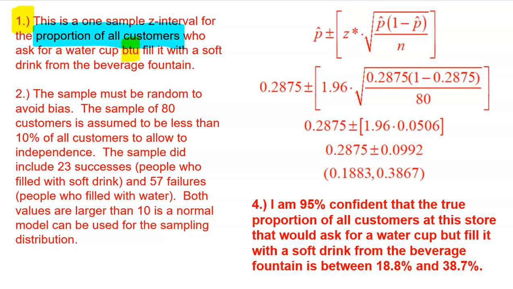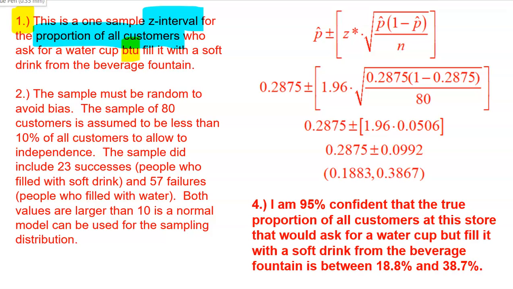Now this is a Z interval. The reason why it's a Z interval is because we are going to base this entire decision on a sampling distribution, and that sampling distribution is following a normal distribution as long as our conditions are met, which is why we do have to check those conditions.